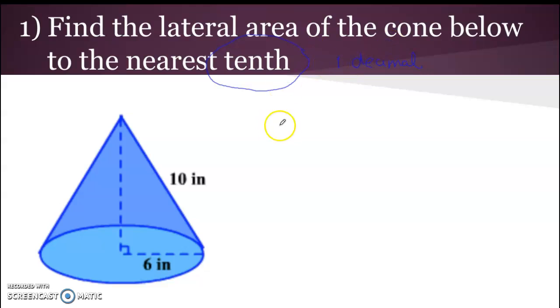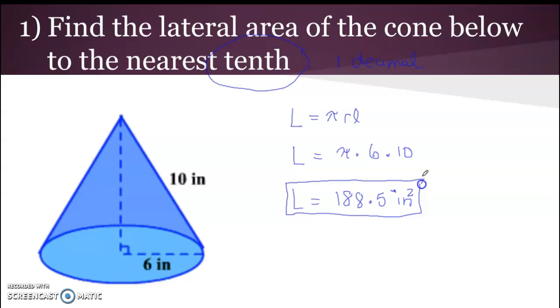So the first thing I like to do is always write my formula. Lateral area is equal to pi r L. Lateral area is equal to pi. The radius is given, 6, and 10 is the slanted height. Because I'm asking for the nearest tenth, I am going to enter the pi in the calculator, and my final answer will be 188.5, and it's area, so it'll be in inches squared.